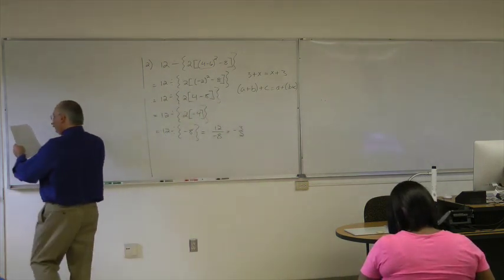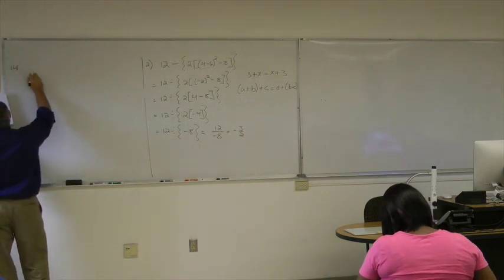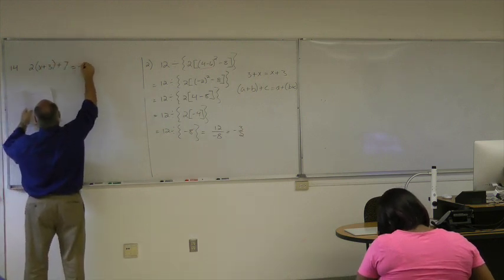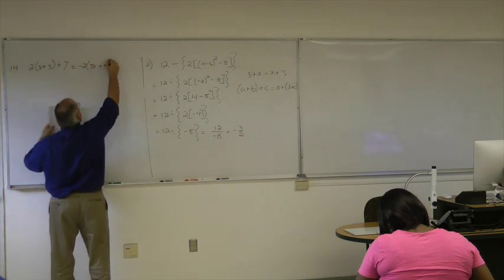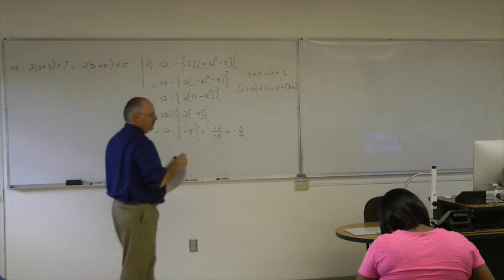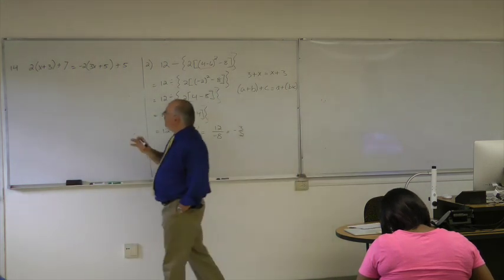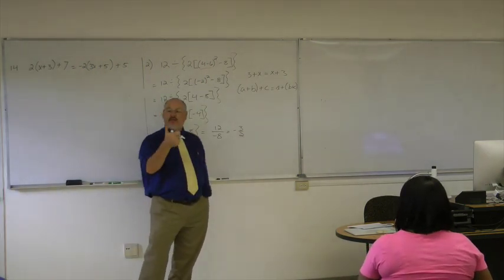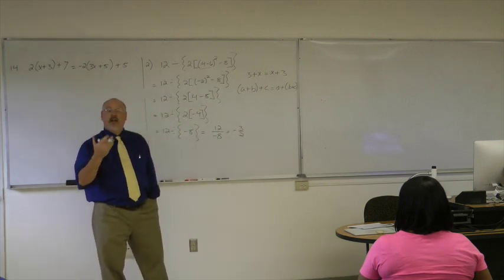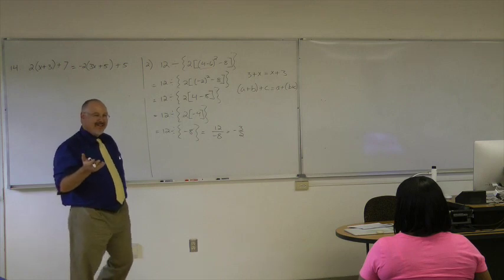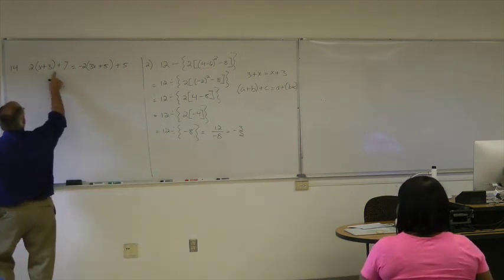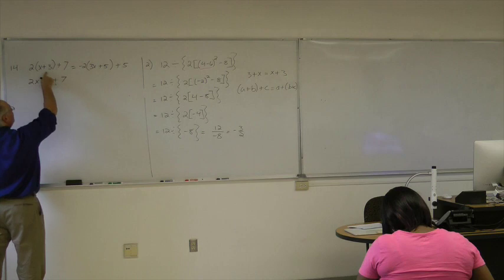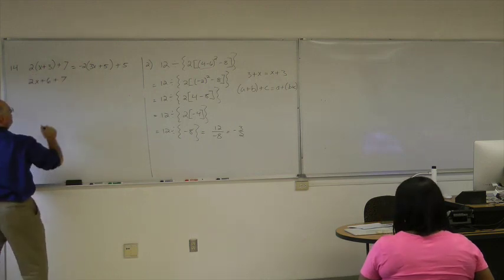So let's take something like number 14. Number 14 kind of has it all. 2 times x plus 3 plus 7 equals negative 2 times 3x plus 5, and then plus 5. So we want to simplify each side of the equation. That process is distribute if necessary, and then combine like terms if necessary. It's not always necessary to do these things, but if they're there, you have to do them. So we're going to distribute the 2 here. That gives us 2x plus 6, and then plus 7. Remember, this 7 is outside the parentheses, so the 2 does not distribute to the 7.